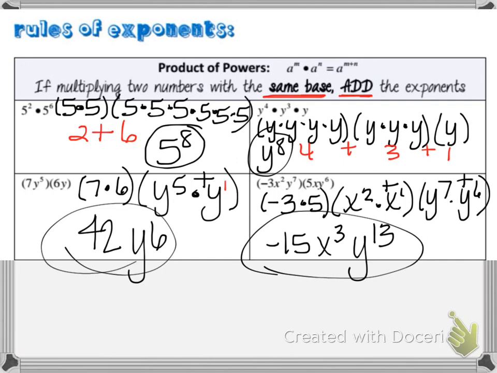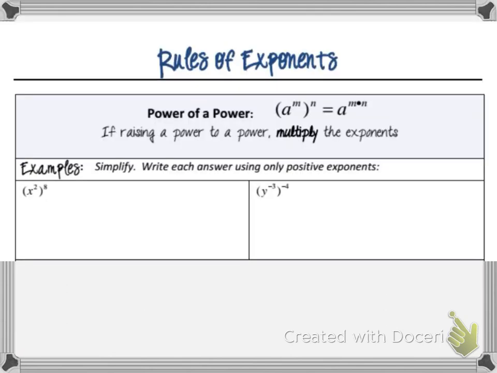Now let's move on to the next set. This is the next rule in powers of exponents, and it's called power of a power. So basically what you're doing is you are taking an exponent and you are raising it to an exponent.